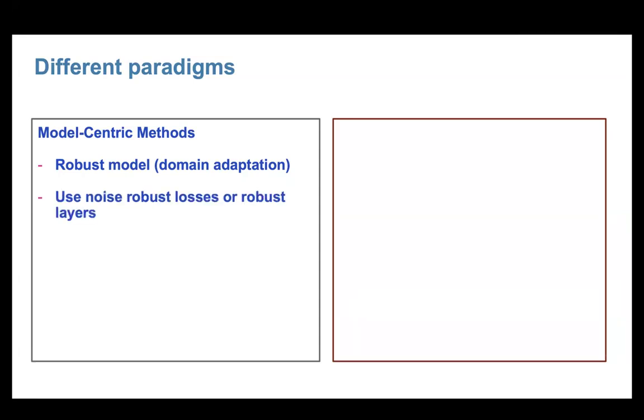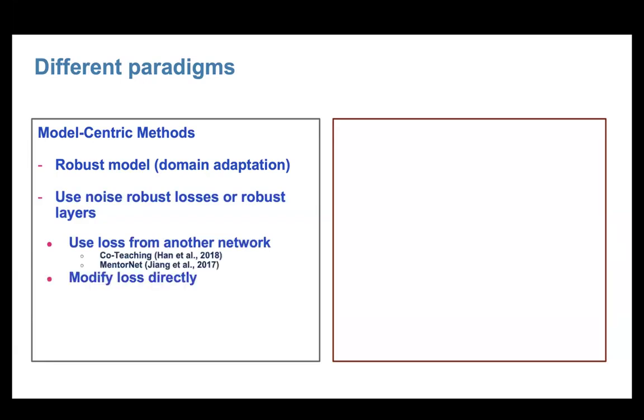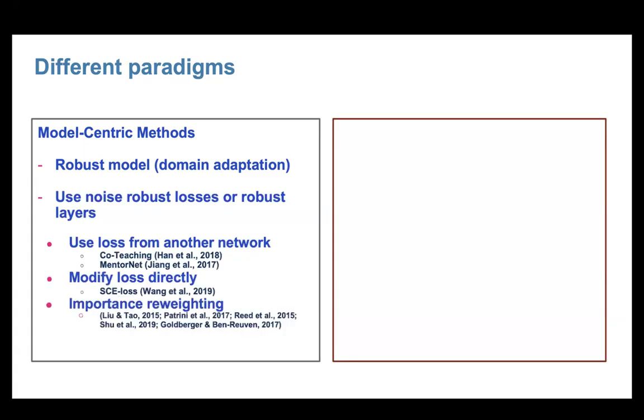So when trying to assess these samples for learnability and actually curating a data set, we've really got two different paradigms. The first is, what are model-centric methods trying to do about the situation? Model-centric methods say, well, my data is a problem, so how can I change my model simply to be robust to the situation? Can I build a robust model with something like domain adaptation? Can I use noise robust losses or other robust layers? Can I use loss functions from another network, so methods like co-teaching and MentorNet? Can I modify my loss directly, or can I do importance reweighting of individual samples to make my model more robust, knowing the fact that my data is potentially imperfect?